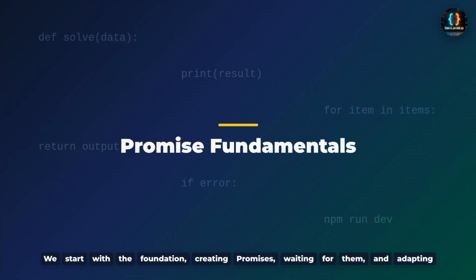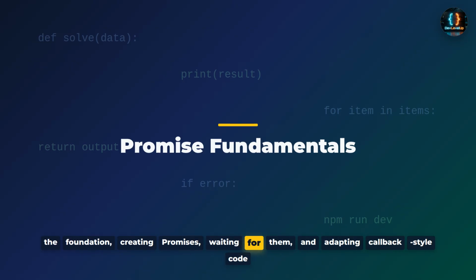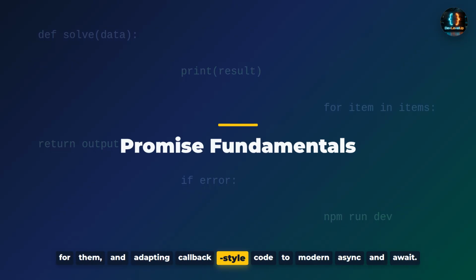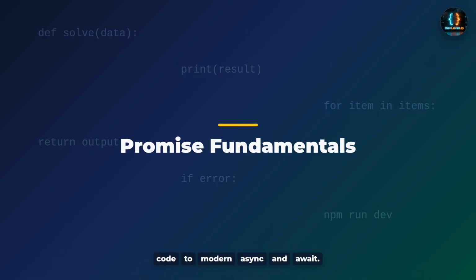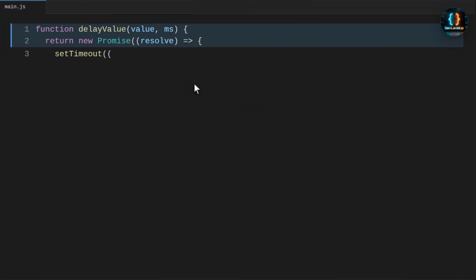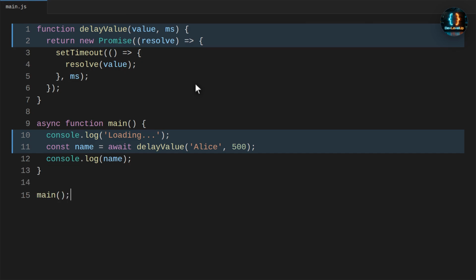We start with the foundation, creating promises, waiting for them, and adapting callback-style code to modern async and await. In real apps, data often arrives later, like from an API or database. Here we write delayValue, a small function that resolves with the same value after a delay, then we call it with Alice and 500 milliseconds. Now we run the script and watch the terminal print loading first, then Alice after the promise resolves.